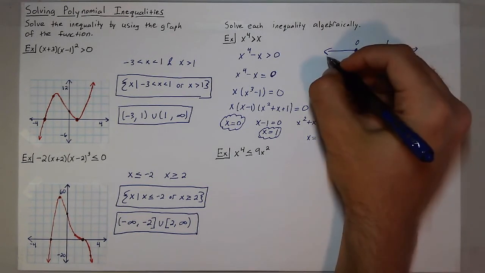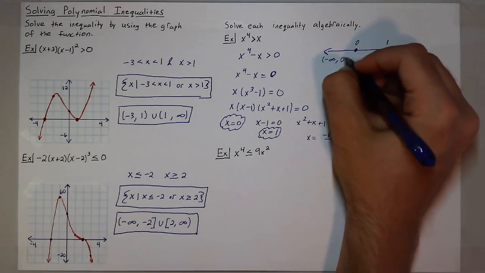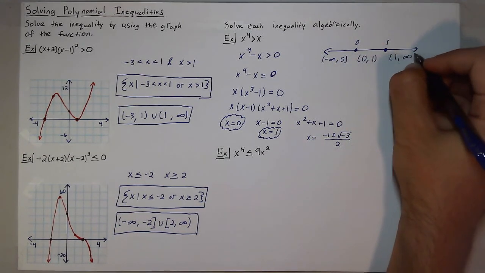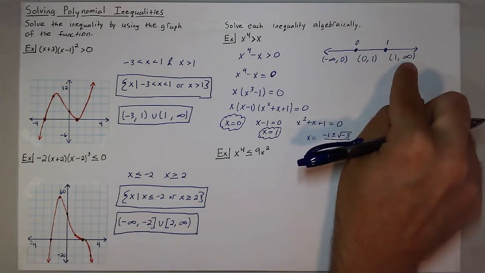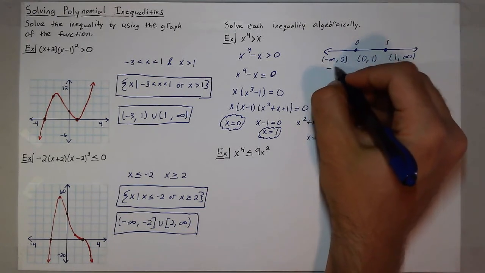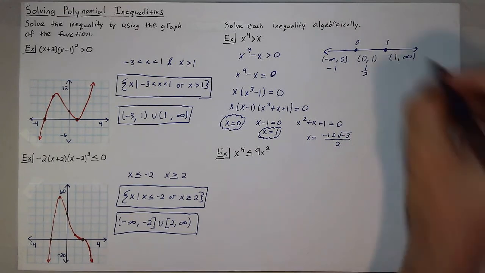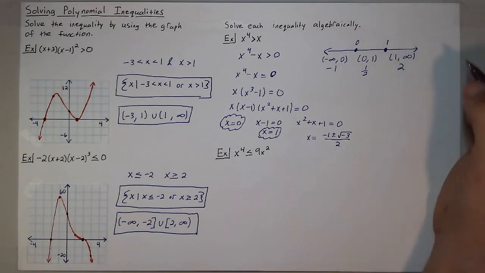So my intervals would be from negative infinity to 0, from 0 to 1, and from 1 to infinity. Then I'll pick a number on each of those intervals. So for example, -1 on the first interval, 1/2 on the second interval because it's between 0 and 1, and 2 on the last interval because it's greater than 1.